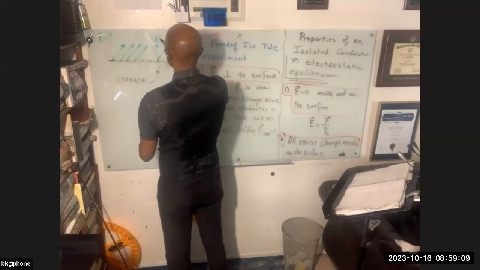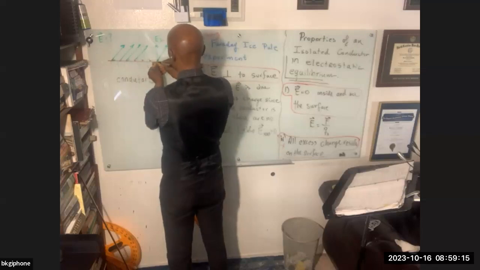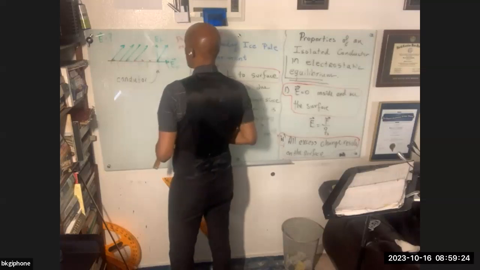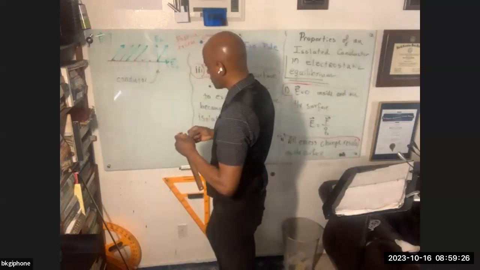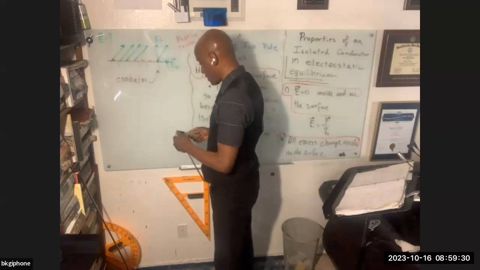So E perpendicular here, and then E parallel here. So you would then have an electric field parallel to the surface. So E parallel. Now, if that's the case, look at this. You've got positive charge, that's excess charge along the surface, right?